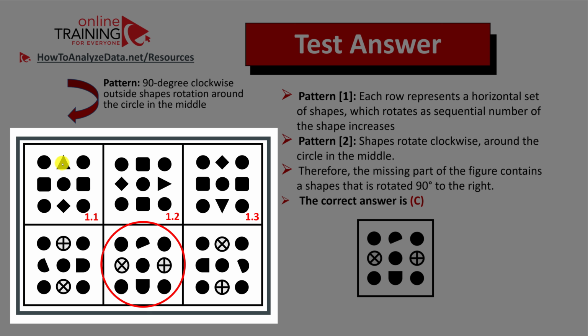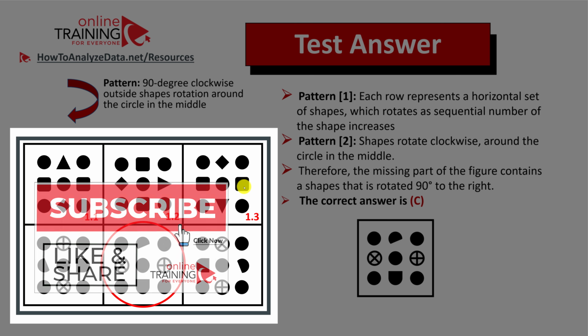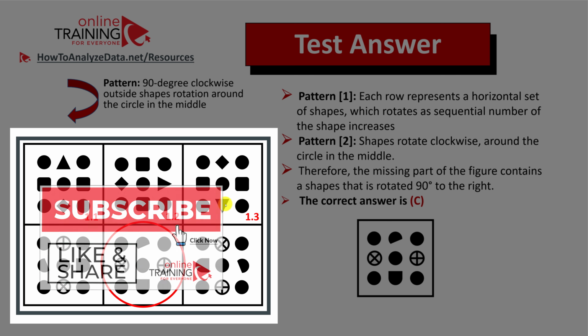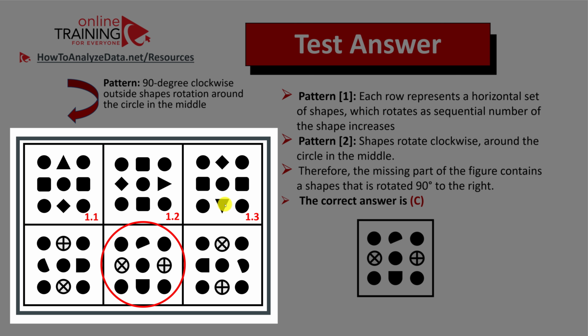So let's follow the triangle. Let's look at the first shape. Here, the triangle points to the top. In the next shape, the triangle rotates 90 degrees clockwise and points to the right. In the following shape, the triangle rotates another 90 degrees and points to the bottom.